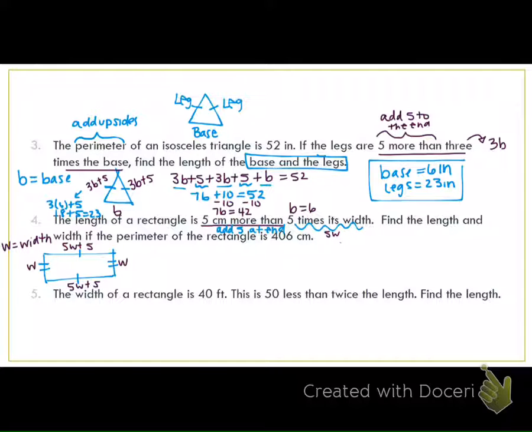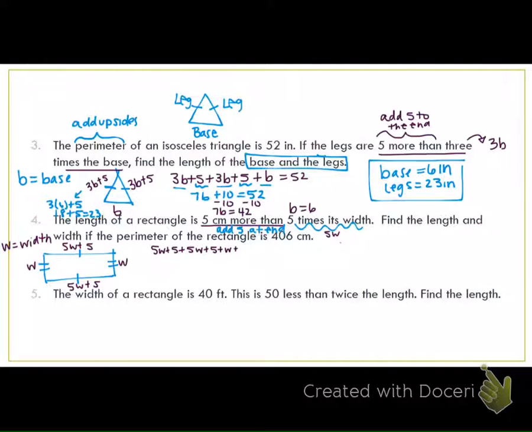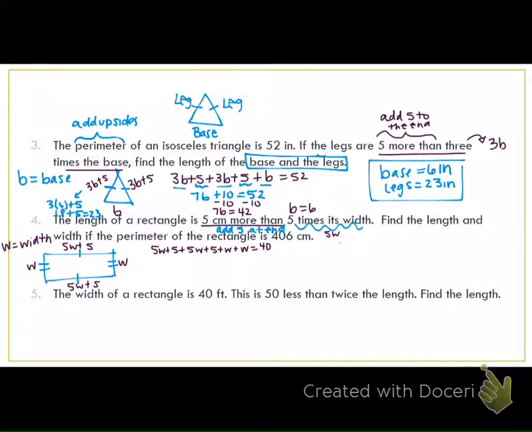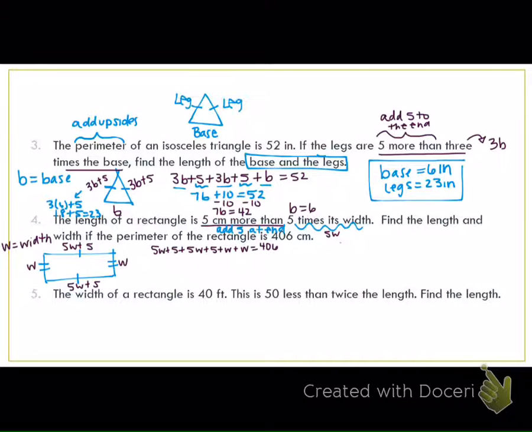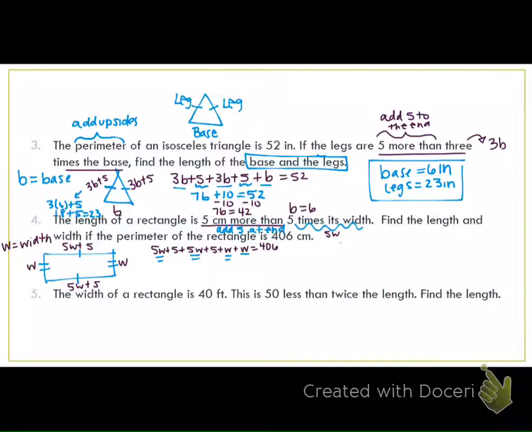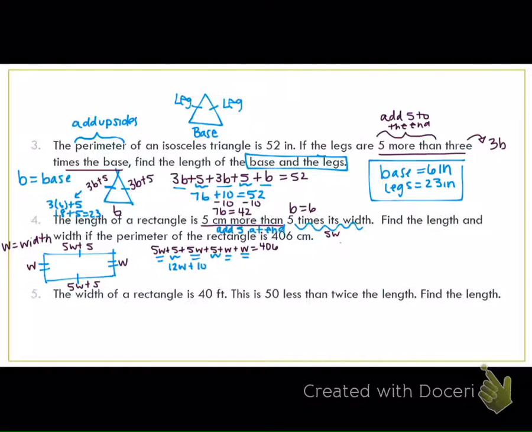5W. Good. Good. And what does that equal? Very good. So 5 and 5 is 10, W and W is 2, so 10 and 2 is 12W. And then we have 5 plus 5, which is 10.